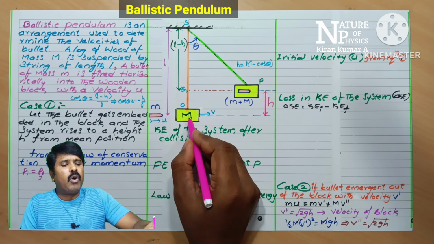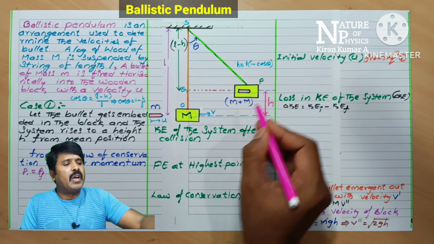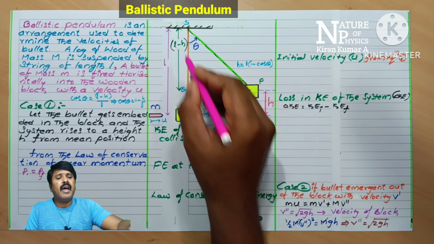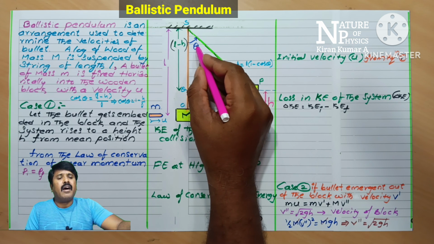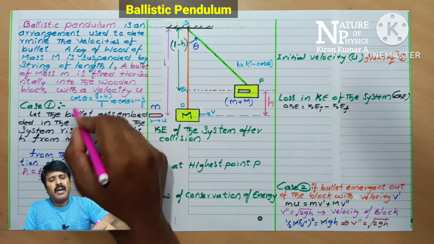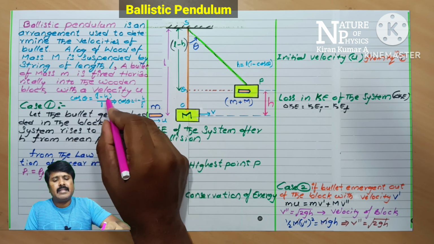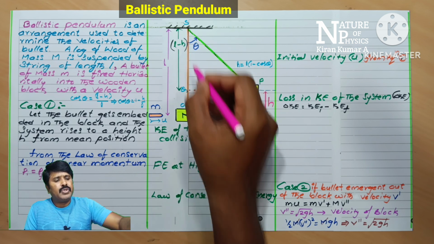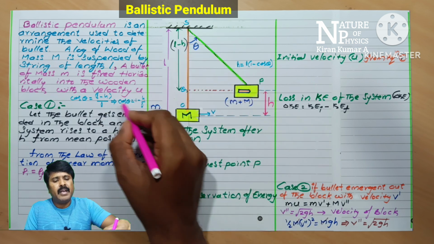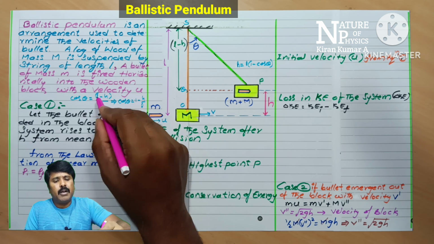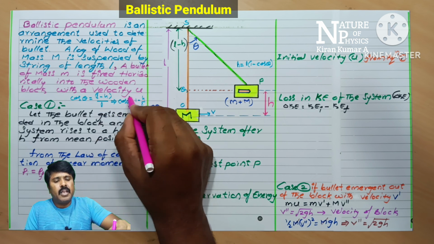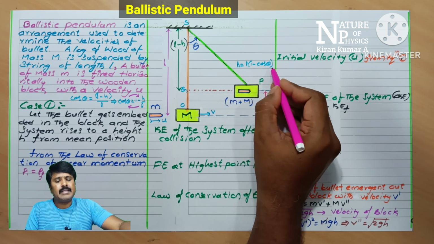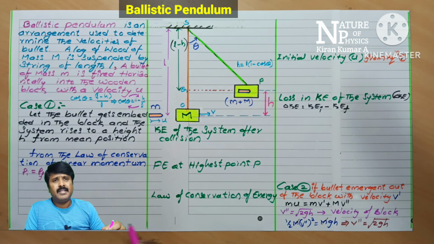So the bullet and the block move with common velocity v and rise to a height h. Position P represents the extreme position, and it makes an angle theta. So we can find cos theta is equal to (L minus h) divided by L. The total length is L and it is raised to a height h, so the remaining value is L minus h. So cos theta is equal to (L minus h) by L. Rearranging the equation, we get height h is equal to L(1 minus cos theta).